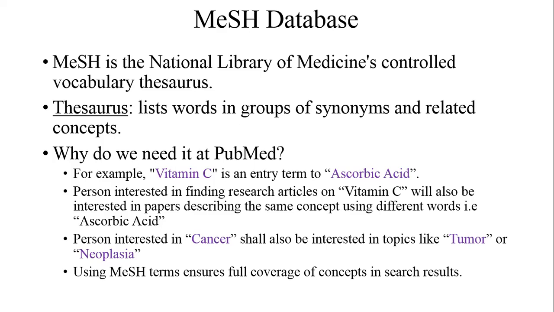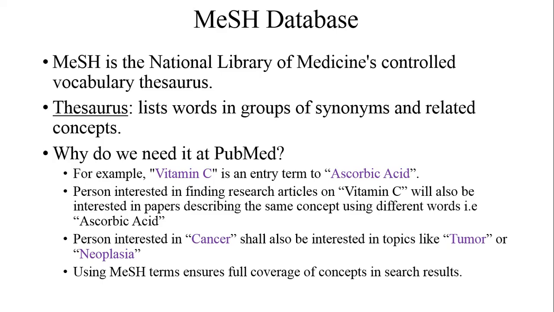Okay, and he wants to find out how many research papers are published on vitamin C in, say, some duration, or how many labs or how many authors have published papers on vitamin C, and so on and so forth. The thing is, vitamin C is alternatively also known as ascorbic acid, right? So the person who is interested in finding out literature on vitamin C would eventually also be interested in finding out the articles that describe the same vitamin C but in different words.